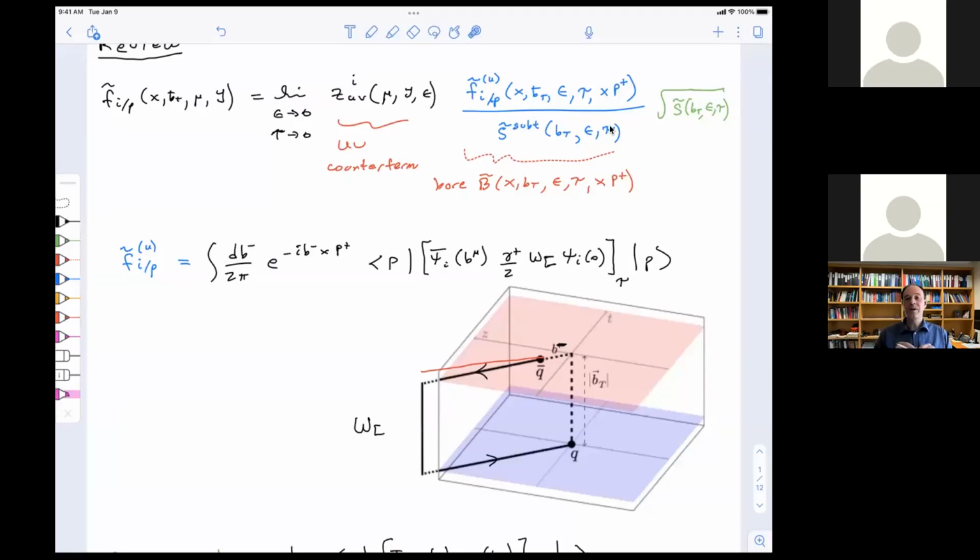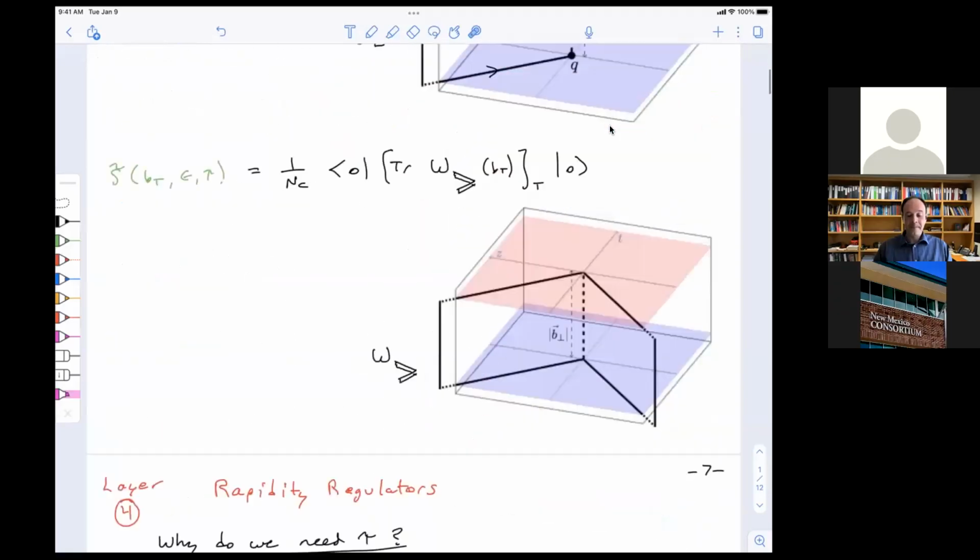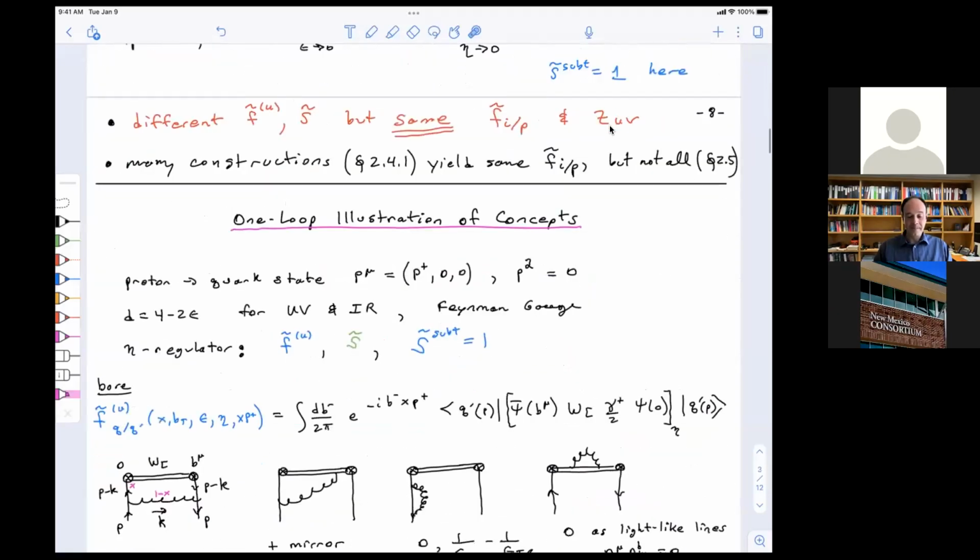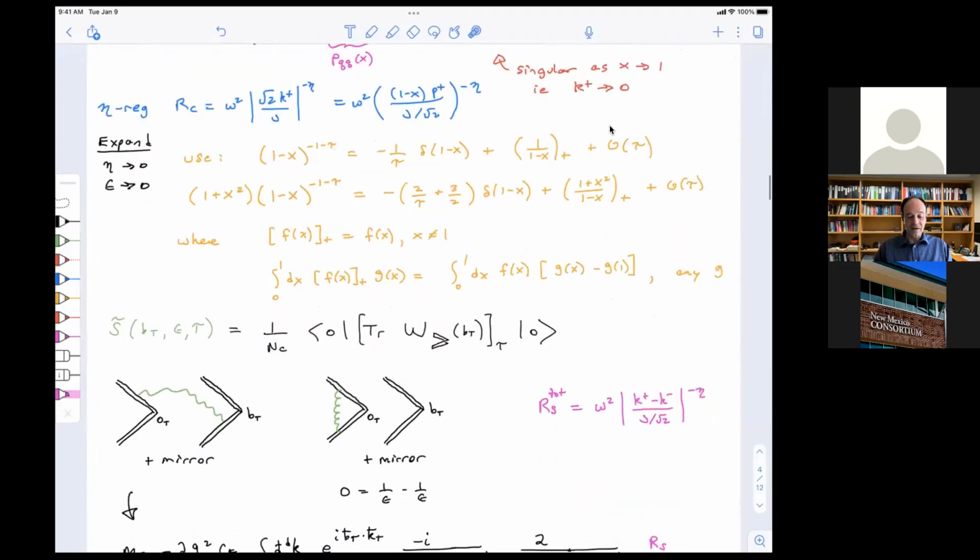Hi, thanks. When you were canceling the 1 over tau poles between the 2 terms, I don't see what happened to the delta function of 1 minus x.